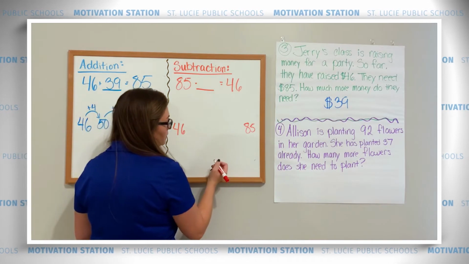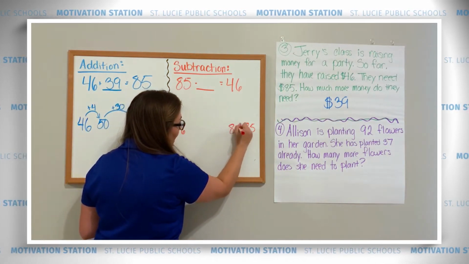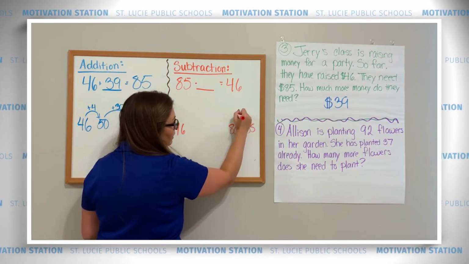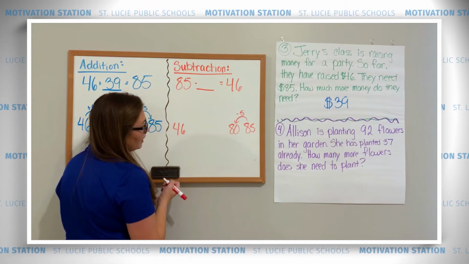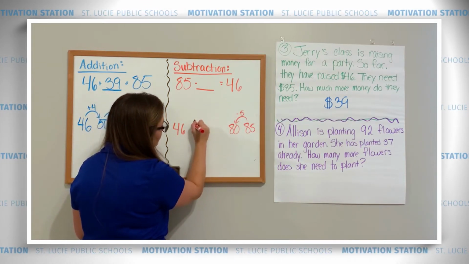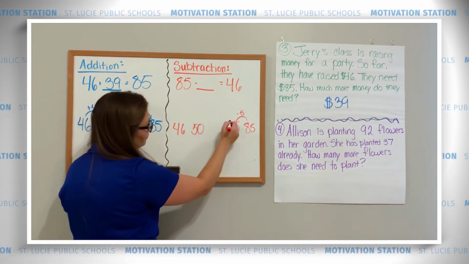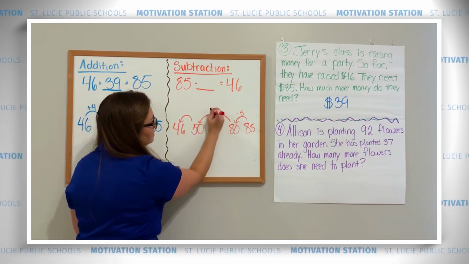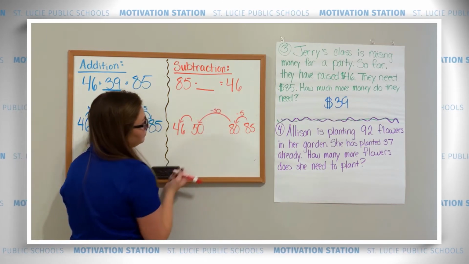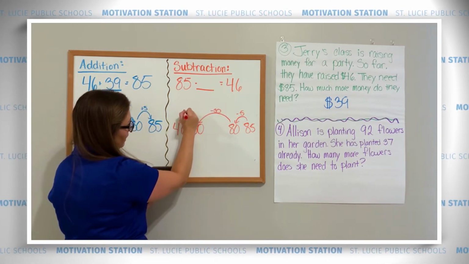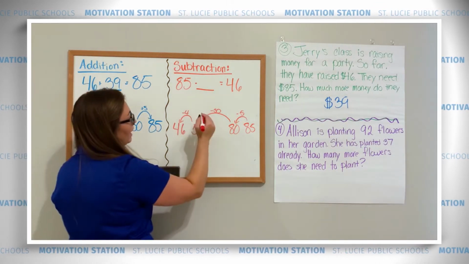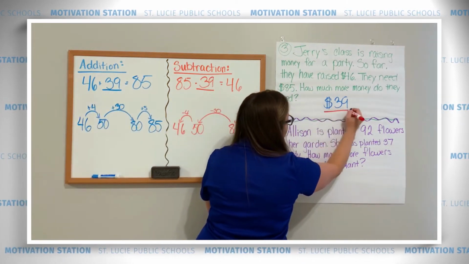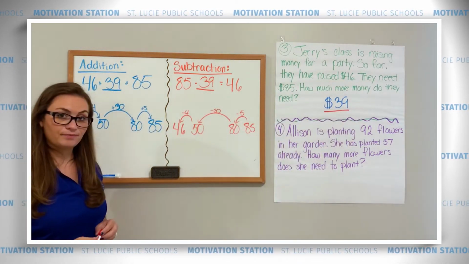Now I can do my jumps. I still think it's easy to go to 80 here because then I have easy 10s to work with. 85 to 80 would be minus 5. And then I want to get to a 10 close to 46, which would be 50. So I'm going to do a big jump and then a little jump. 80 to 50 is minus 30. 50 to 46 is minus 4. Again, I end up with 39, which confirms my answer of $39.